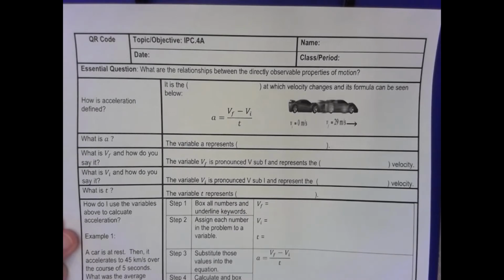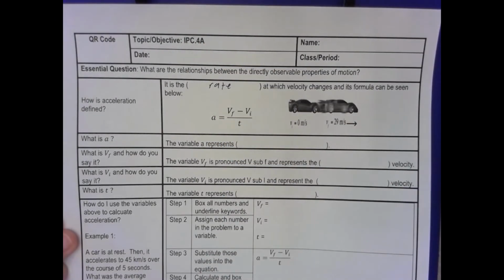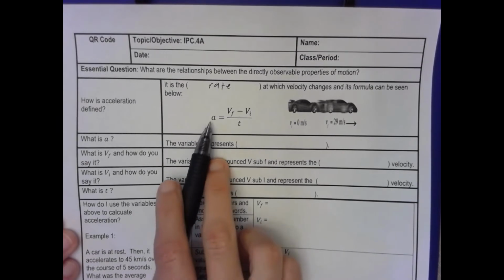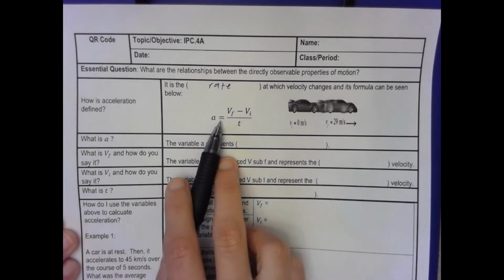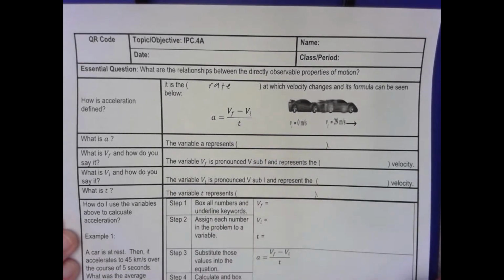So now to get into the notes, how is acceleration defined? It is the rate at which velocity changes, and its formula can be seen below. Acceleration is equal to v sub f minus v sub i, divided by t. So this a stands for acceleration, is equal to final velocity minus initial velocity, all divided by time.